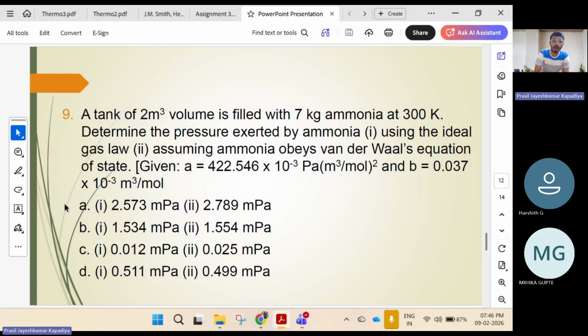So what is my ideal gas law? Ideal gas law is P into V is equal to nRT. Pressure I do have to find. V is 2 meter cube is given. Moles you can find: 7 kg ammonia divided by the molecular mass of ammonia, that is 17 kg per kilomole. So you can find the number of moles and R is 8.314, temperature is 300. It is simple, PV is equal to nRT you have to do.